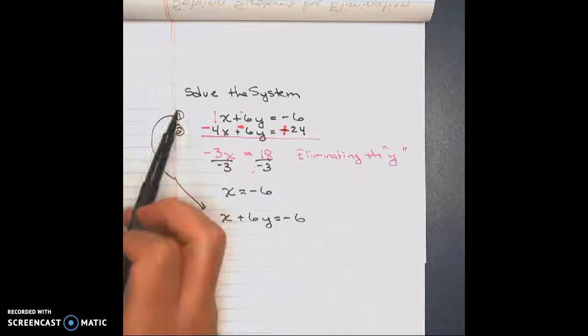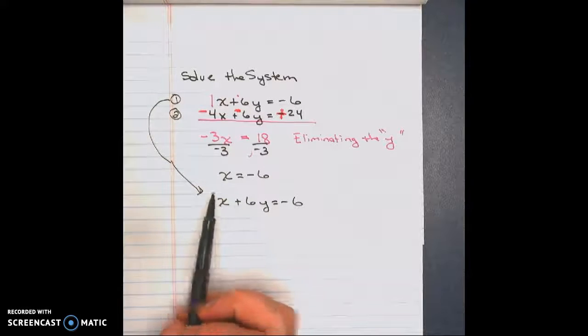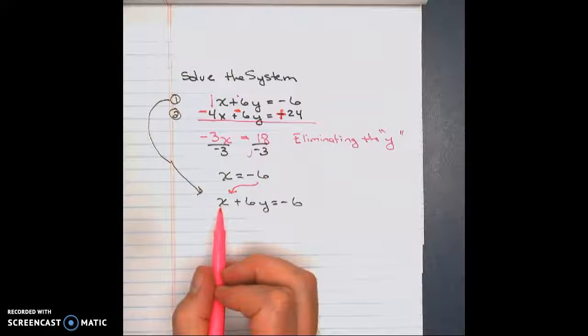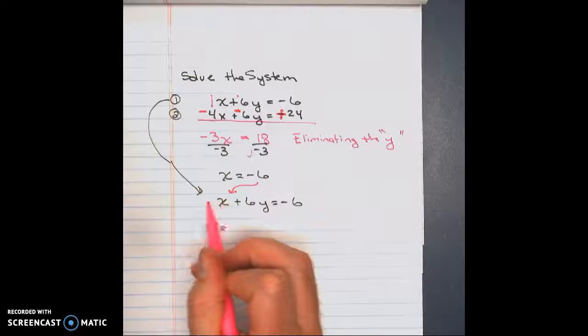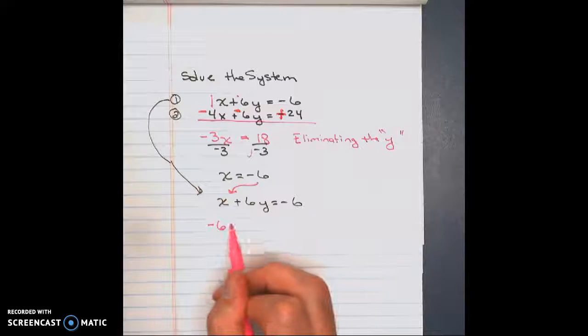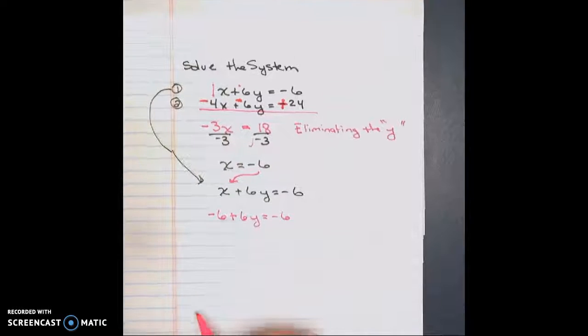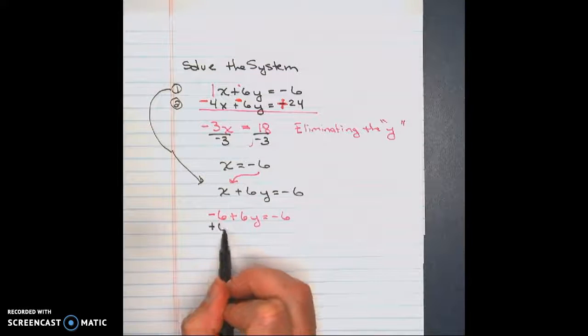So I just copied down equation 1, but this time I know something I didn't know at the very beginning. I know that x is negative 6. So I can replace this x with negative 6. I don't have to multiply it by anything because there's nothing in front of it. Plus 6y is equal to negative 6. And now I'm going to go ahead and solve it. Farthest away from the y is the minus 6. So I'm going to add 6.